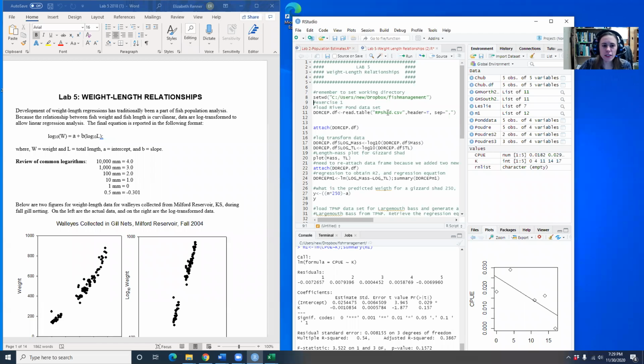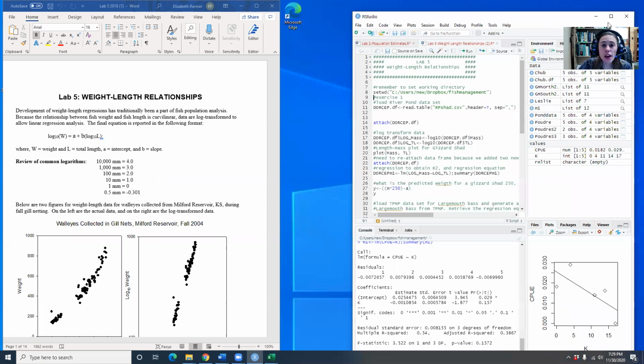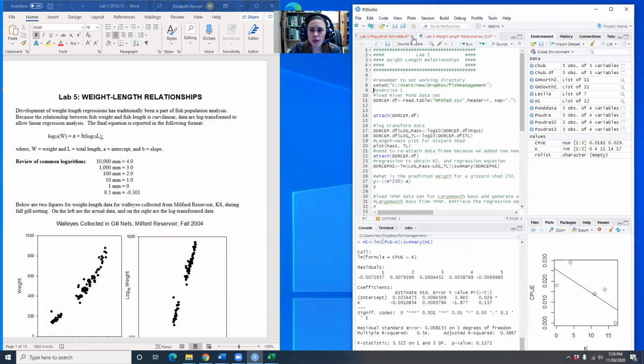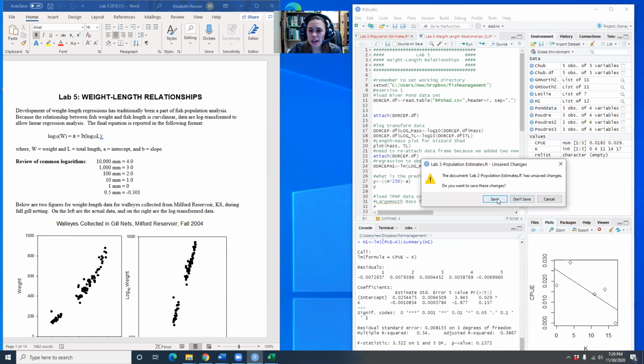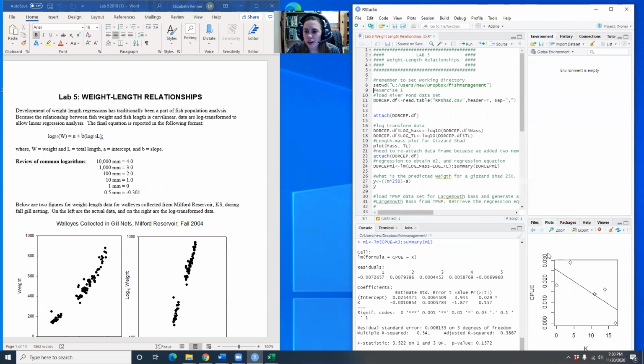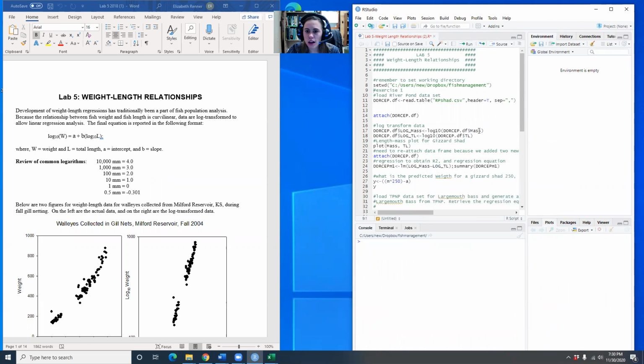Welcome back. This week, we're going to go through Lab 5, the weight-length relationships. So go ahead and open up your R code. If you haven't already, get that downloaded off Canvas, and we'll get ready to roll. Open up this Word document as well as all of your code. I'm going to go ahead and clean up my R, just get things clean for us here.